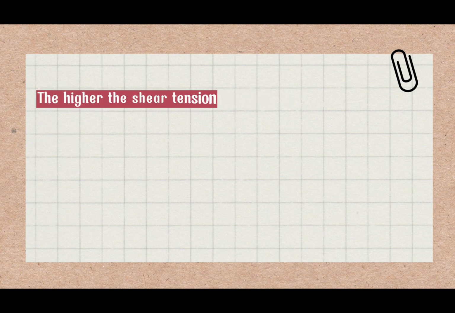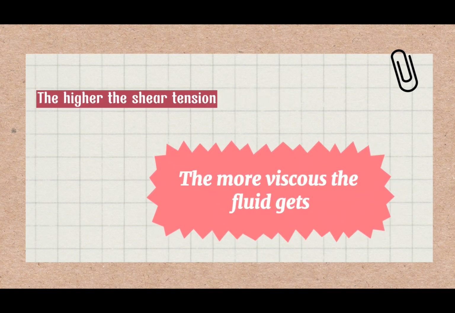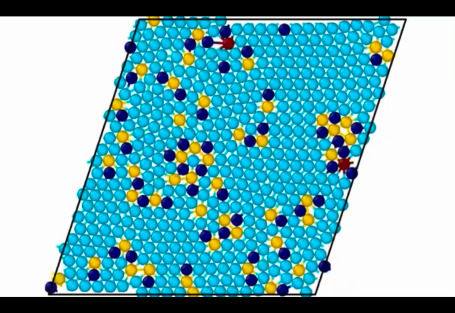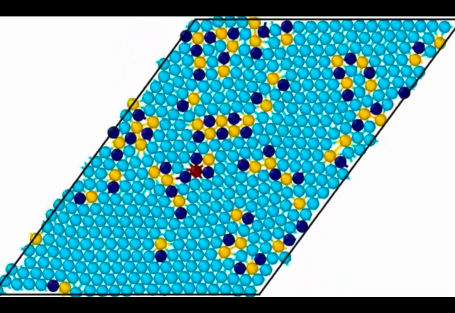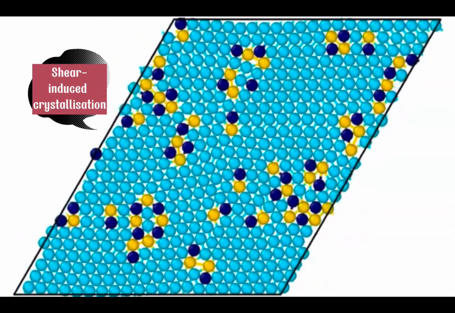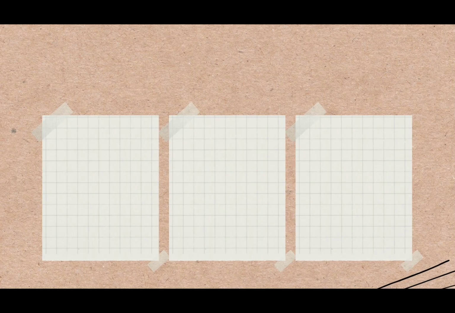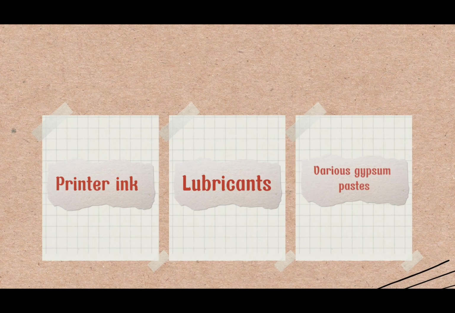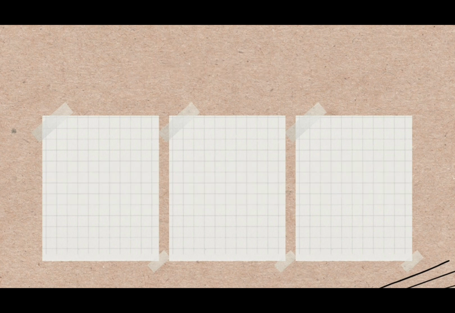Furthermore, the higher the shear tension, the more viscous the fluid gets. It's because these rheopectic fluids' microstructures are built through constant shearing, known as shear-induced crystallization. Printer ink lubricants, various gypsum pastes and other products are typical examples of rheopectic fluids.